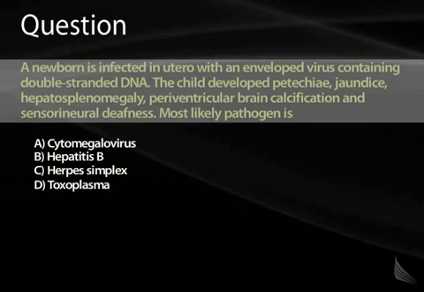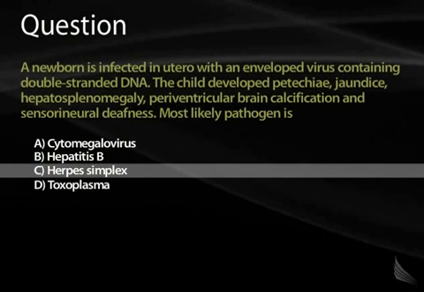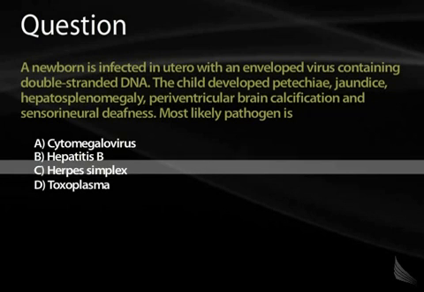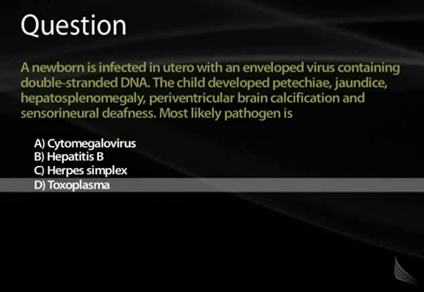Next question. A newborn is infected in utero with an enveloped virus containing double-stranded DNA. The child develops petechiae, jaundice, hepatosplenomegaly, periventricular brain calcification, and sensorineural deafness. Most likely pathogen? When we think about the double-stranded DNA viruses, and we think about which ones cause neonatal infections, we think about CMV. Herpesvirus is not going to show up with the hepatosplenomegaly or the periventricular brain calcifications. It's going to be more likely to have temporal problems. Hepatitis B we didn't talk about, and Toxoplasma is not a double-stranded DNA virus.